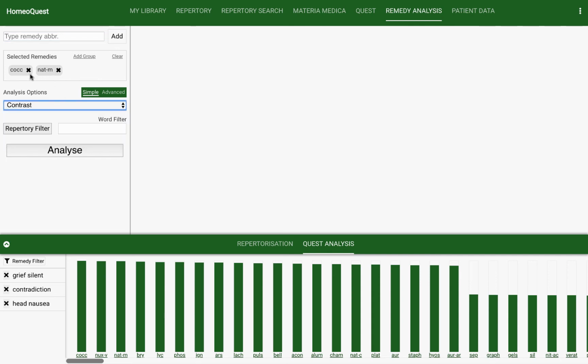and with the analysis option, I'm going to select contrast because I want to contrast the 2 remedies here, and I'm going to put head in the word filter because I want to contrast the head rubrics, or just the headache rubrics, of Cocculus and Natrum muriaticum. So I want rubrics of headache that have Cocculus but do not have Natrum muriaticum, and those that have Natrum muriaticum but do not have Cocculus. So you can fine tune it, and I say analyze.